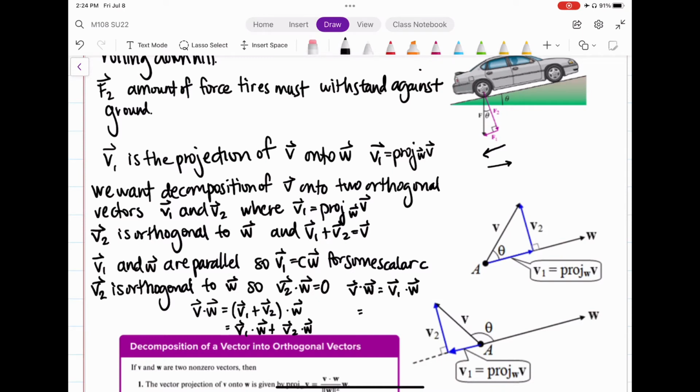Now we can substitute in c times vector w for vector v1 because they are parallel. And by properties of dot products, vector w dot vector w is the magnitude of vector w squared. So that is c times the magnitude of vector w squared. We then have that the dot product of vector v and vector w is equal to some scalar c times the magnitude of vector w squared. Solving for c gives us the dot product of vector v and vector w divided by the magnitude of vector w squared.